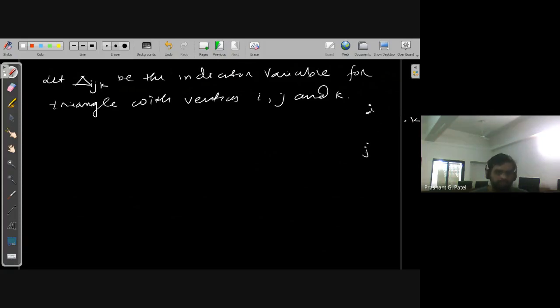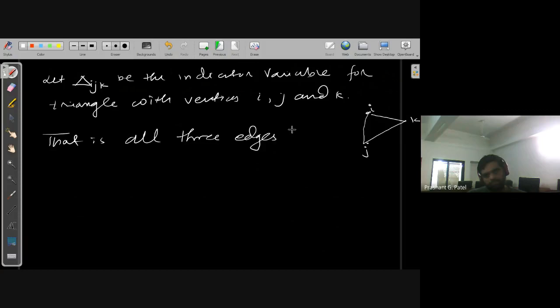That means this edge is present, this edge is present, and this edge is also present. What does this mean? All the three edges, that is ij, jk and ki, are present.